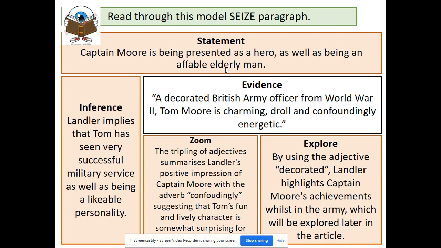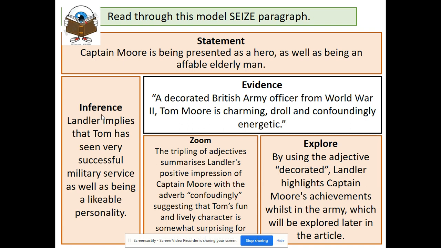So here's an example. How is Captain Moore presented? So Captain Moore is being presented as a hero as well as being an affable elderly gentleman. Affable means friendly and likeable. Here's some evidence which shows that he's presented as a hero. A decorated British Army officer from World War II, Tom Moore is charming, droll, and confoundingly energetic.